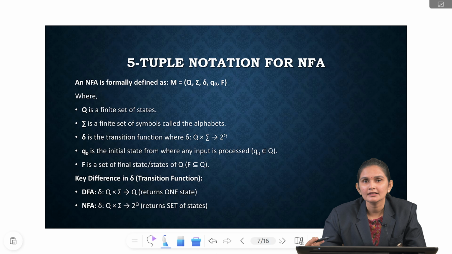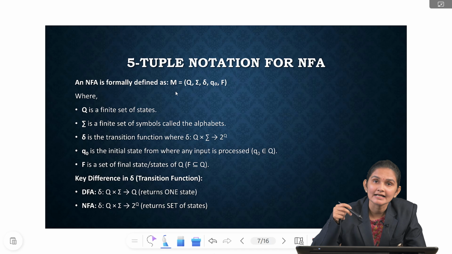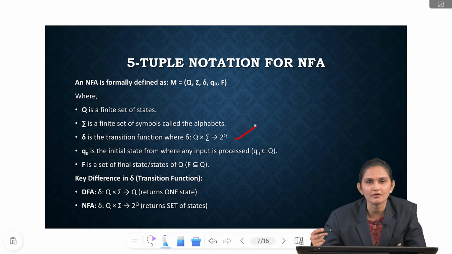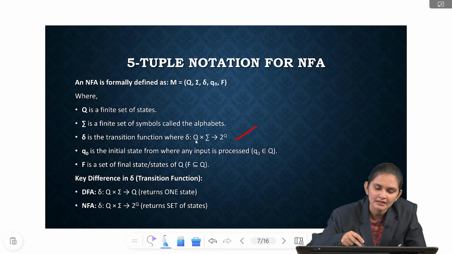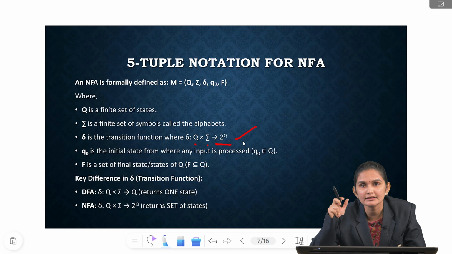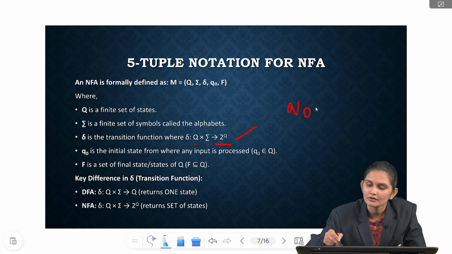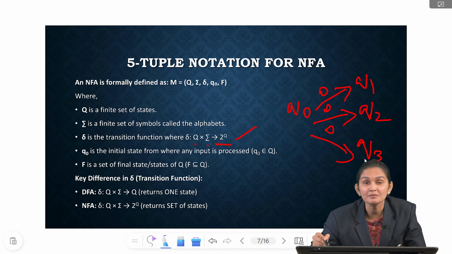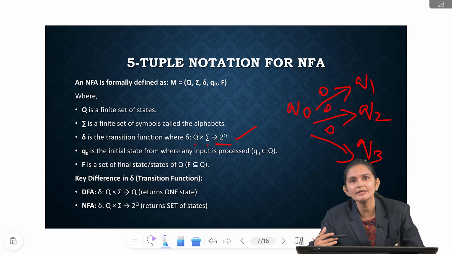Again, for NFA, the five tuple notation is same as DFA, but the only change will come in the transition function. Transition function here is from a state, if we take one input, it could go to multiple states. That is why we denote it with 2 power Q. This 2 power Q means set of states. It could go to a set of states. For example, q0 on 0, it could go to q1, it could go to q2, it could go to q3 also simultaneously. So here some ambiguity will be there.